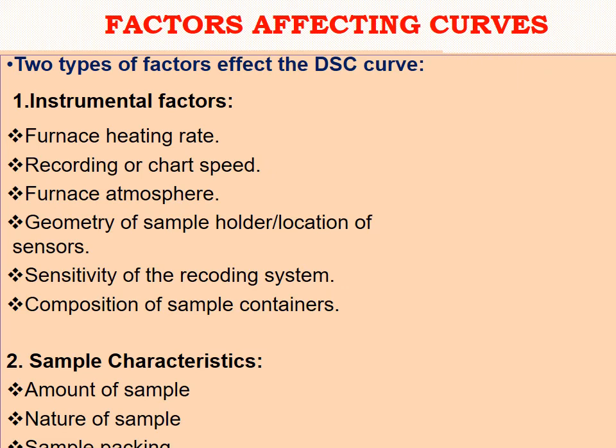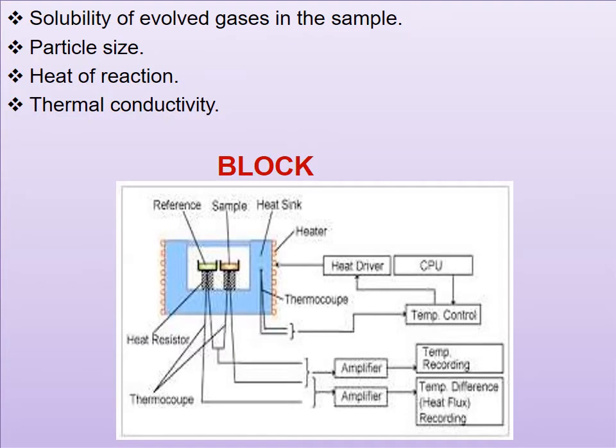So what are the factors which affect this curve? The instrumental factors as well as the sample characteristics. One is the heating rate, recording or chart speed, the atmosphere or geometry of the sample holder, location of the sensors, sensitivity of the recording systems, the composition of the sample containers, the amount of sample, the nature of the sample, as well as the sample packing. So these are the factors mainly observed.